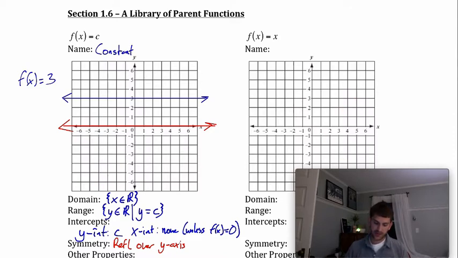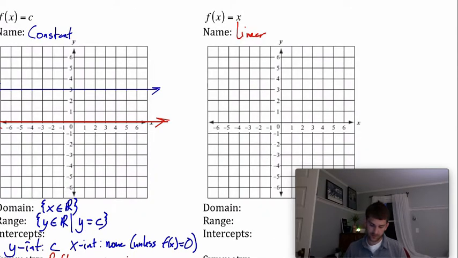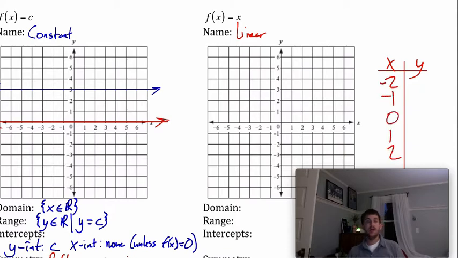The second one in the upper right here, goodness gracious, teaching backwards is throwing me off. F of x equals x, that's just linear. Now, you might also argue that constant graphs are linear, and that's true, but this one's a very specific type of linear. So, for the linear graph f of x equals x, if you make an x and y table, you can pick whatever x values you want, but I'm going to choose the easier ones, -2, -1, 0, 1, and 2. When we plug those into this function, we end up with -2, -1, 0, 1, and 2. The x and y coordinates end up being the exact same for the parent linear function.